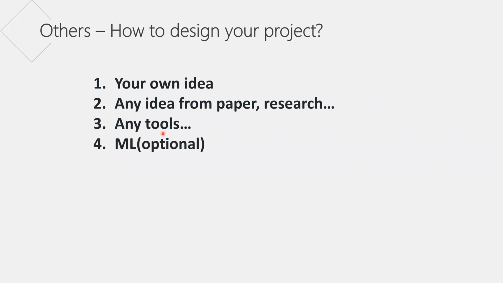And the third one is you can also search on GitHub. Are there any tools that can help you to do this? And the fourth part is you can try machine learning, but it is not very necessary. If you do machine learning, maybe it can help you to improve your accuracy, so you will get a higher mark. But if you didn't use machine learning, you will not lose any marks for that. So don't worry about that. Our only concern is your accuracy, your idea and your presentation.